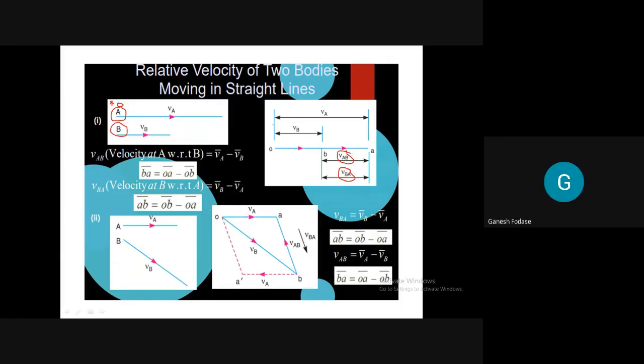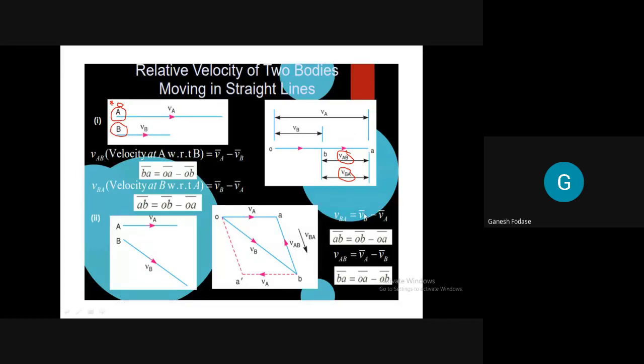Okay. Now let's say consider here. This is velocity of A, that is absolute velocity. This is velocity of B, that is VB. Is this marker visible, is the cursor visible? Yes, sir. Okay. I hope it is visible now, this cursor. VA and VB are there.